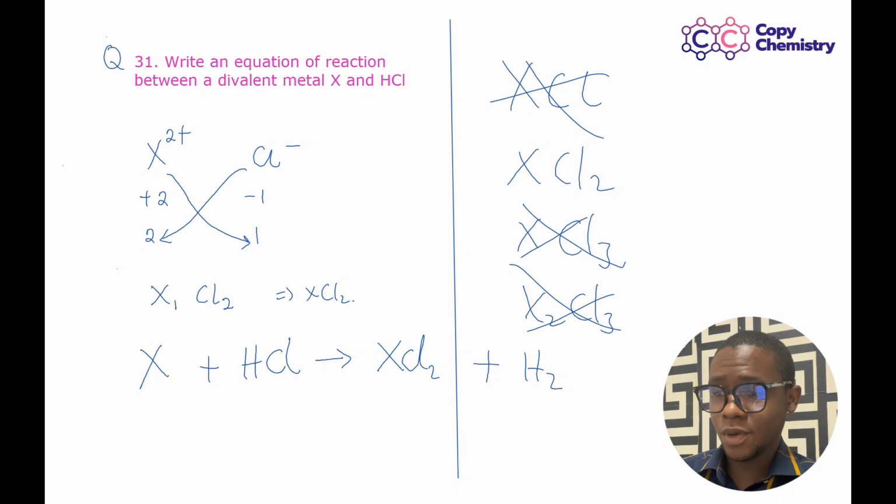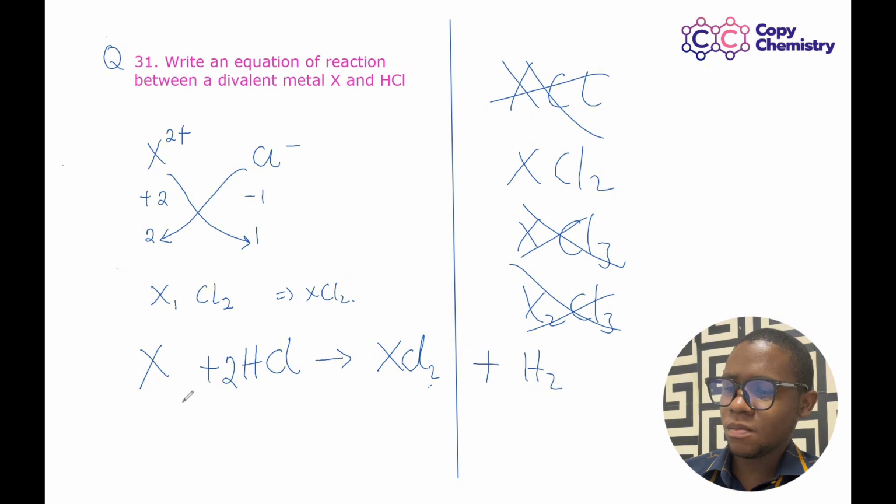You're asked to write an equation, right? So try to write the equation the best way you can by first ensuring that you're getting the right things. This is 2, so I need to put a 2 here, right? So that should balance that out.